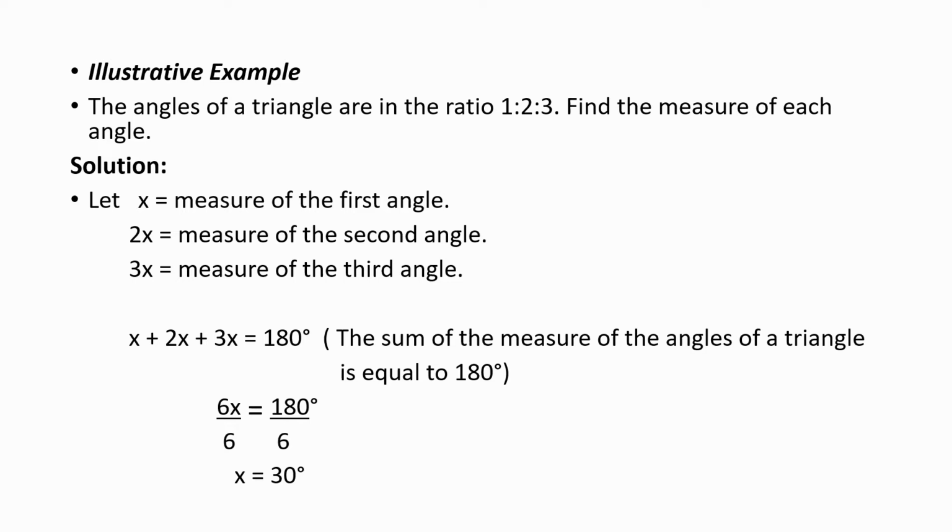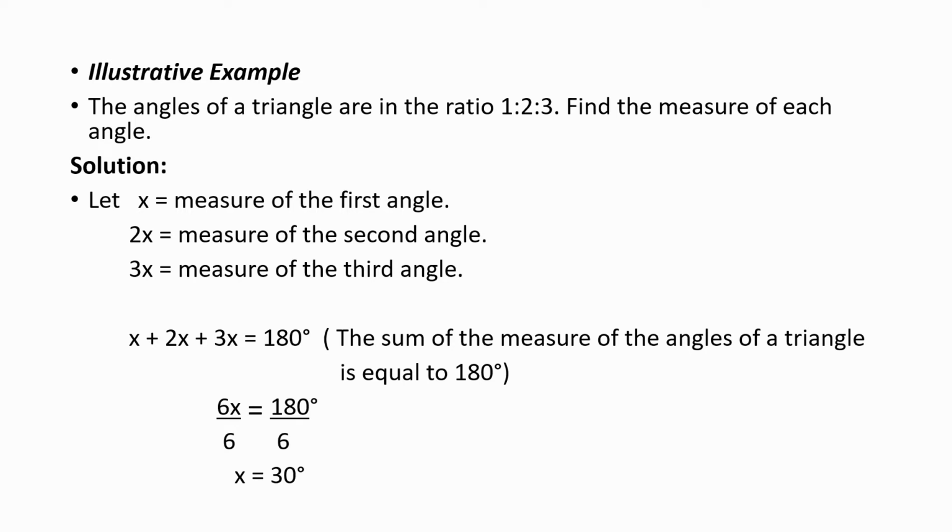180 degrees. So combine all variables or terms with x. So we have x plus 2x plus 3x is equal to 6x is equal to 180 degrees. Since we're going to solve for x, divide both sides of the equation by 6. So 6 divided by 6, that would be equal to 1, or you can write x. And 180 degrees divided by 6, that would be equal to 30 degrees.